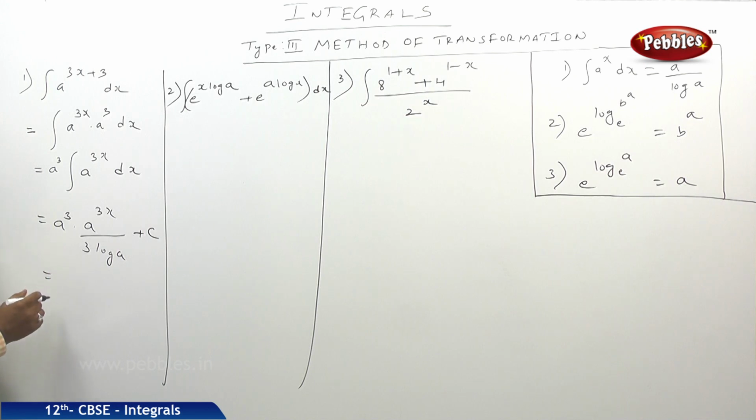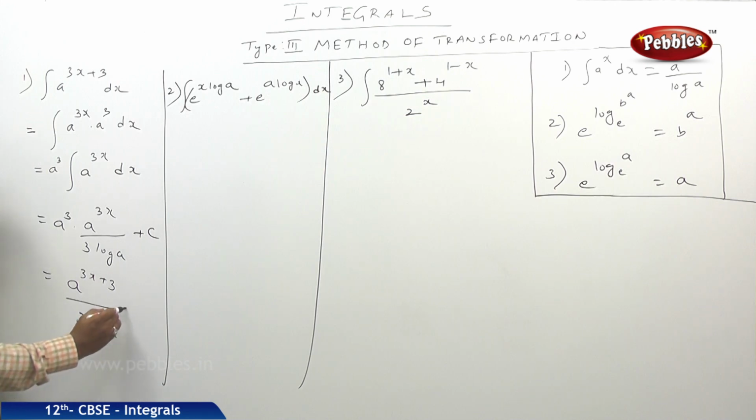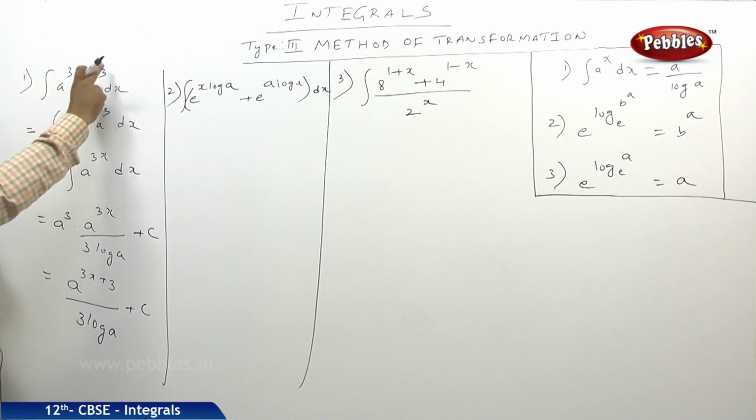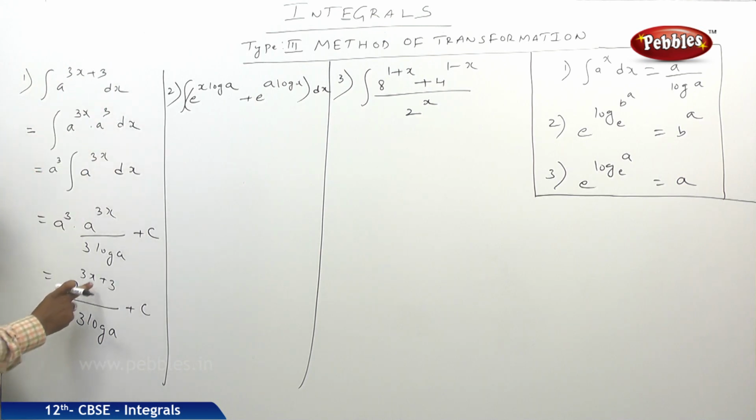So finally, this turns down to a power 3x plus 3. Why? Because a power m into a power n is nothing but a power m plus n, divided by 3 log a plus c. So finally what can I conclude? Integral of a power 3x plus 3 dx is nothing but a power 3x plus 3 by 3 log a plus c. Right? I think this problem is clear to you.